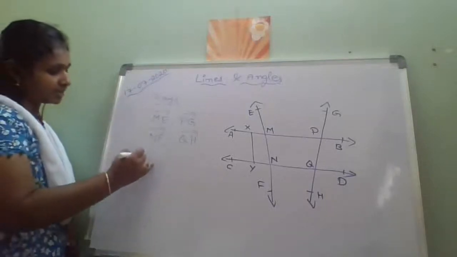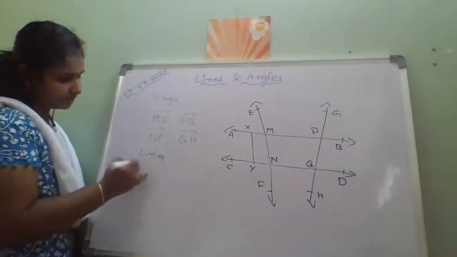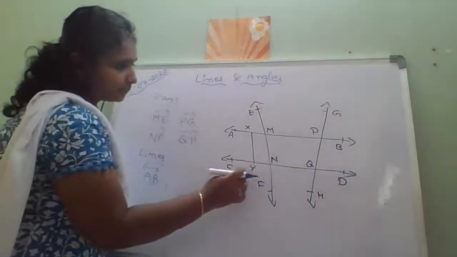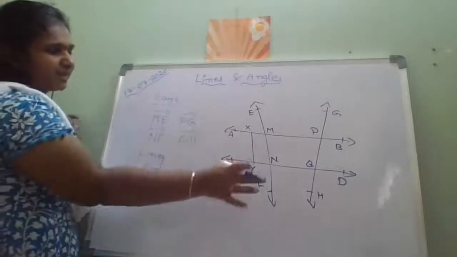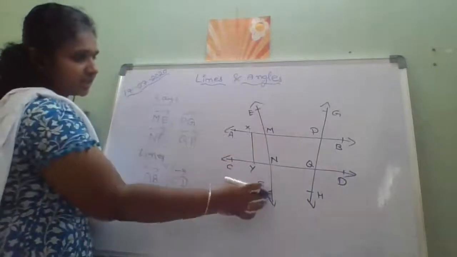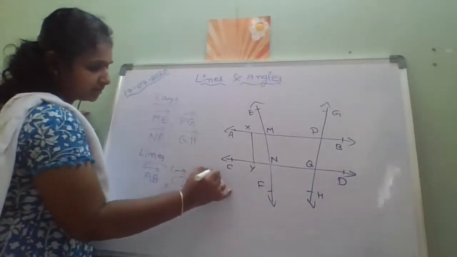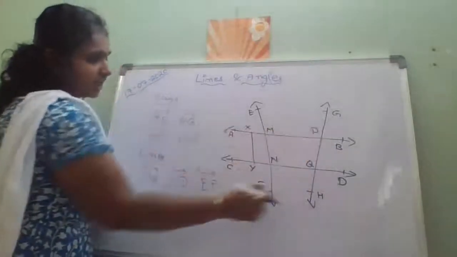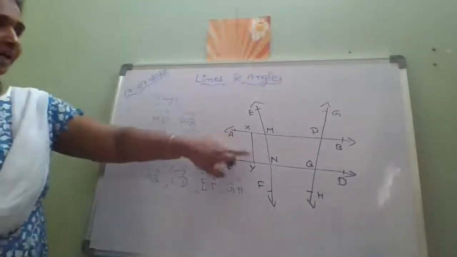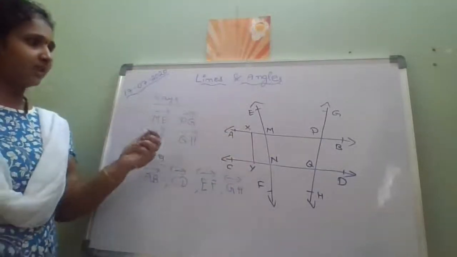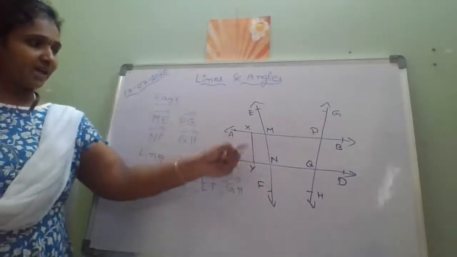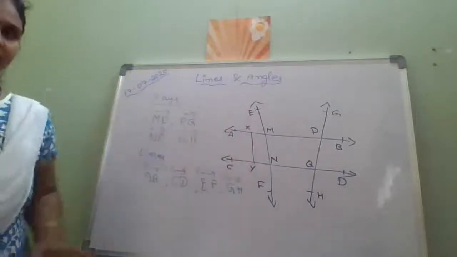Okay. Next one, any four lines. Tell me any four lines. AB, CD, EF, GH. XY is not a line. This is a line segment. Lines means this arrow is there going infinitely. But XY has fixed length.